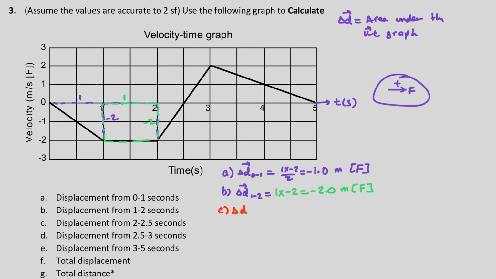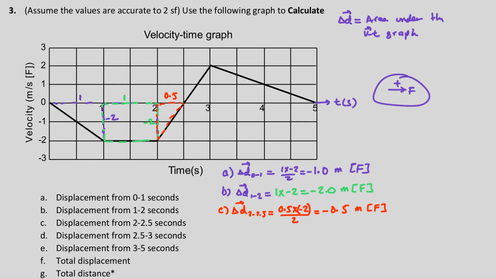Okay, let's do the next section C. That's going to be displacement 2 to 2.5, and that's this displacement. This is this area over here. This time the base is 0.5, my height is -2 again, so I got 0.5 times -2. And I'm going to divide that by 2 because it's a triangle, base times height divided by 2, and I'm going to get -0.5 meters forward.